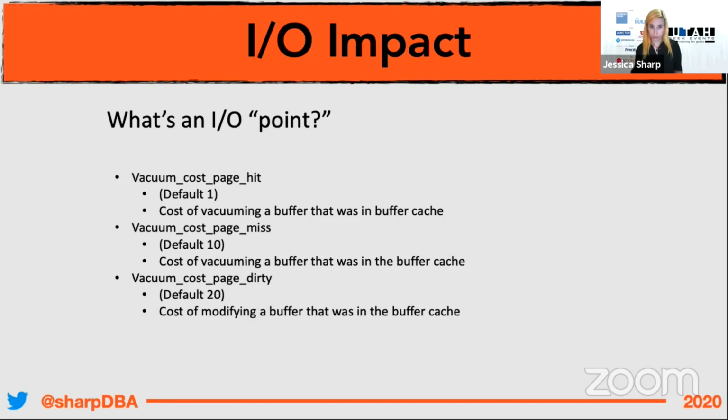Vacuum cost page dirty. The cost of modifying a buffer that was in the buffer cache. Oh, sorry, I thought I made a typo. So this is not the cost of vacuuming it. This is the cost of, if vacuum or auto vacuum analyzes it and says, okay, I don't need to modify this buffer that was in the buffer cache, then you only have your page miss. If you have a page dirty, then it says, yeah, I actually need to modify this and vacuum it. So these are your defaults.